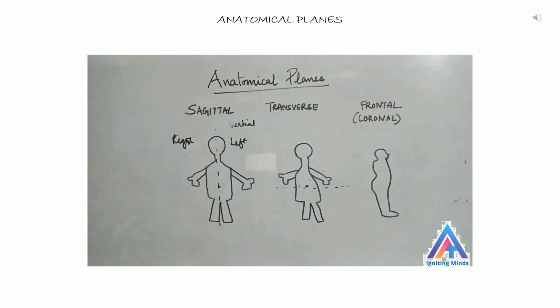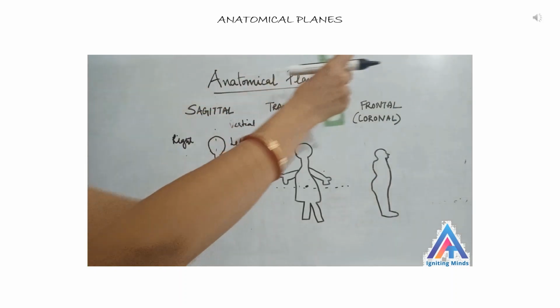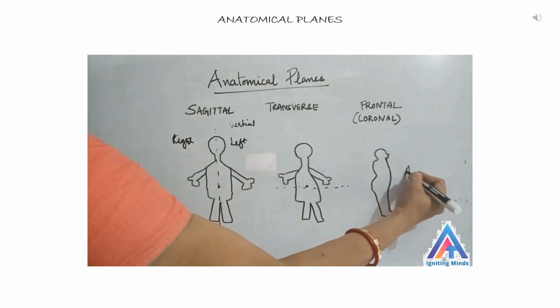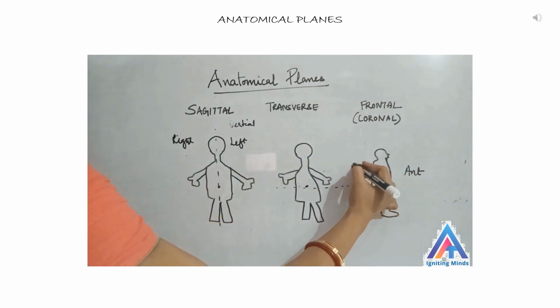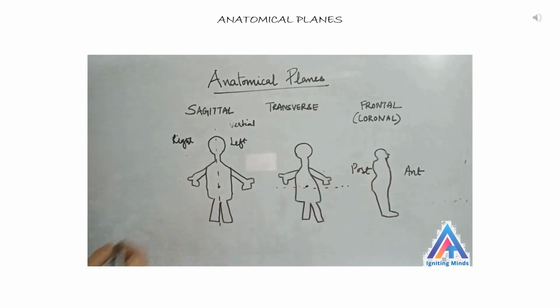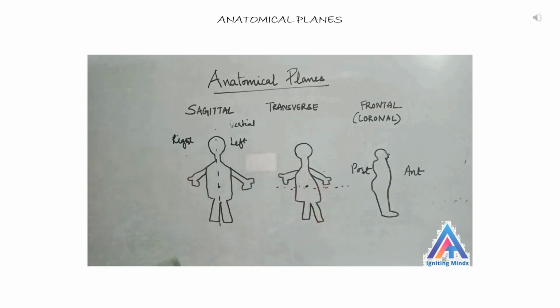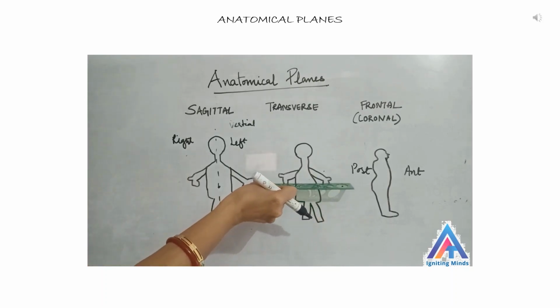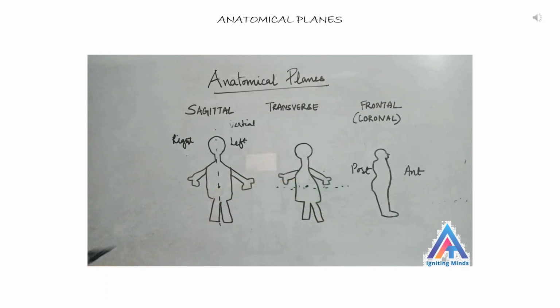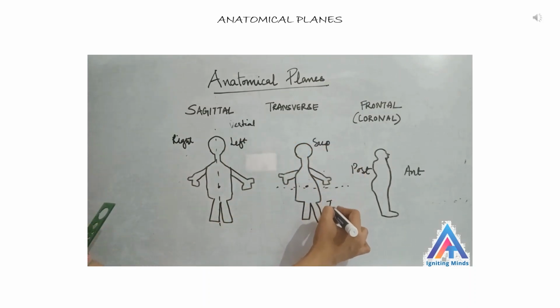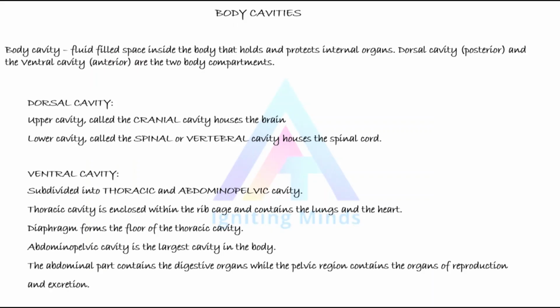In frontal plane or the coronal plane, again imagine a transparent vertical sheet that passes through the body perpendicularly, dividing the body into a front, which is an anterior section, and a back, which is posterior section. The third one is the transverse plane. Here you have a horizontal plane parallel to the ground, dividing the body into an upper superior section and a lower inferior section. So this transverse plane is also known as transaxial plane.